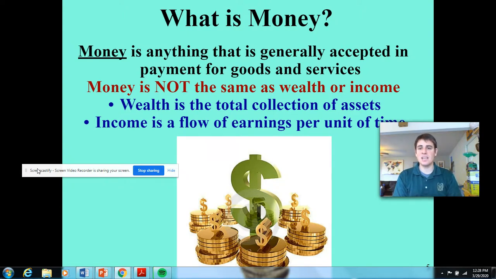Money is not the same as wealth or income. We equate and use them as synonyms, but they're not necessarily the same. Money is that currency in hand that you have or in your banks. Wealth is the accumulation of all of your assets, things that you own, where if we were to put them all together, that is your wealth.